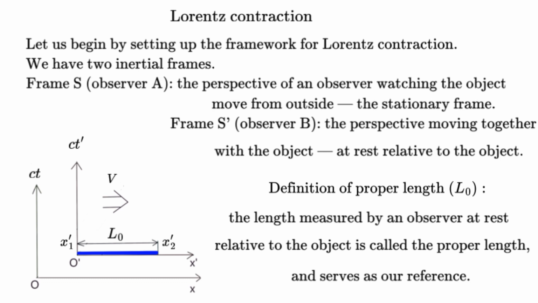Lorentz contraction. Let us begin by setting up the framework for Lorentz contraction. We have two inertial frames. Frame S, observer A: the perspective of an observer watching the object move from outside, the stationary frame. Frame S prime, observer B: the perspective moving together with the object, at rest relative to the object. Definition of proper length, L naught. The length measured by an observer at rest relative to the object is called the proper length and serves as our reference.